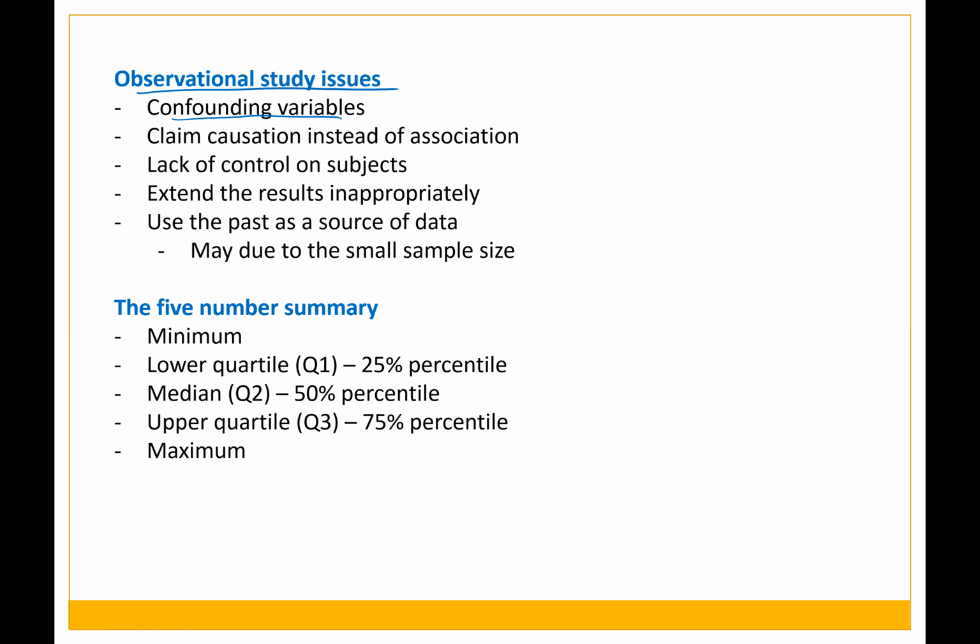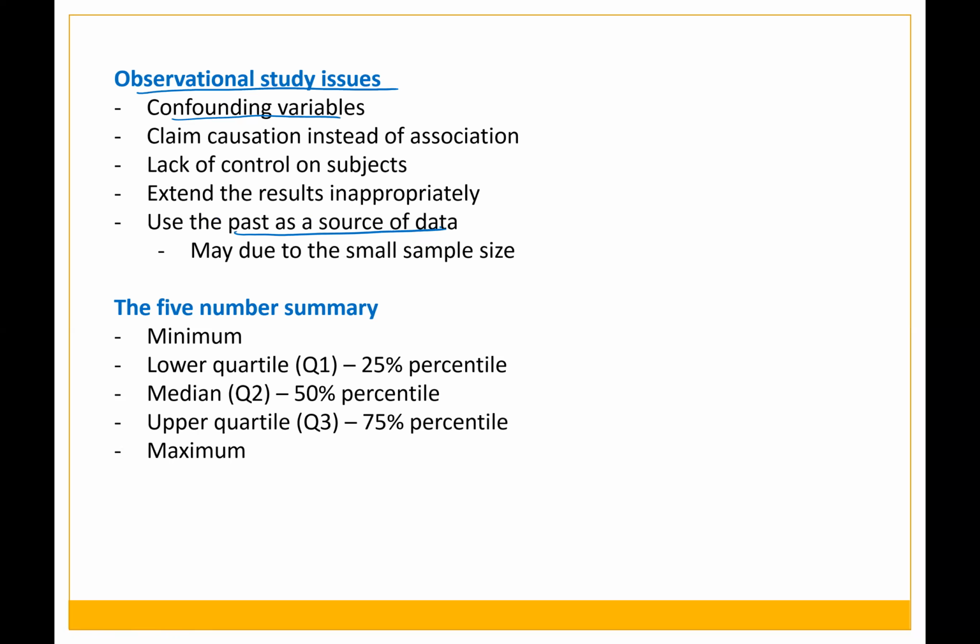Again, we have lack of control on the subjects, and extending the result inappropriately. With observational studies in reality, sometimes it's really hard to find a big enough sample, or a sample that fits your time of study or the context of the research. So sometimes people just choose to extend the result from past data. That can be a problem, because the association might not be true anymore in the time or context that you do the study. So yeah, that's mostly the conceptual part.